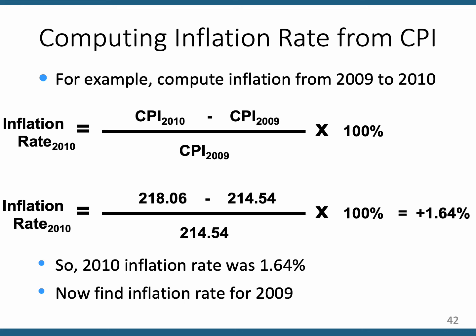Here's one where you can check your work on the prior slide. The inflation rate for 2010: we plug in the CPI for 2010 minus the CPI for 2009 divided by the CPI for 2009, and then multiply that by 100 if you want it to be a percent. You can see it was 1.64. So that was a fairly low level of inflation in 2010.